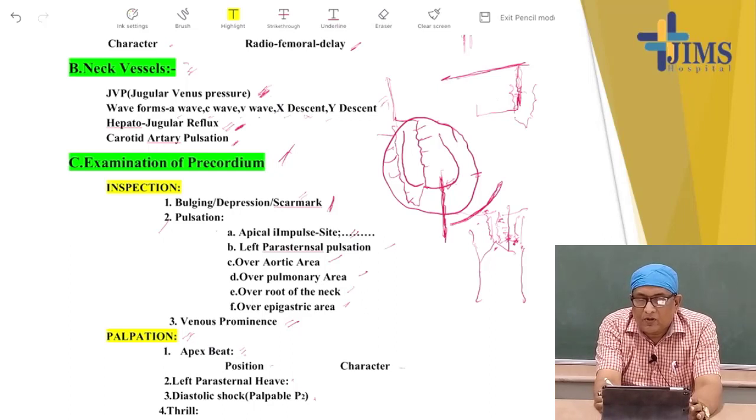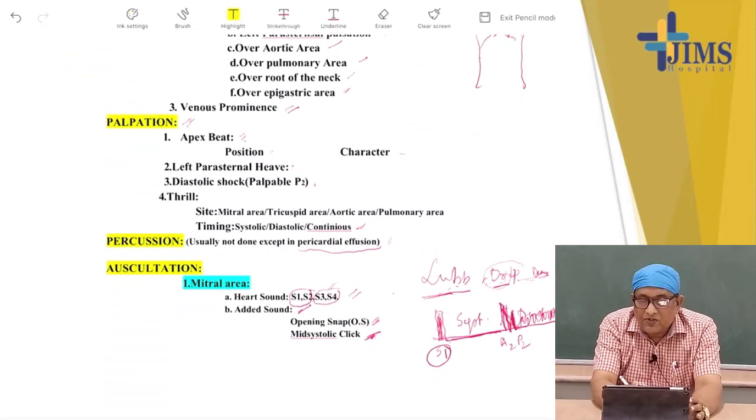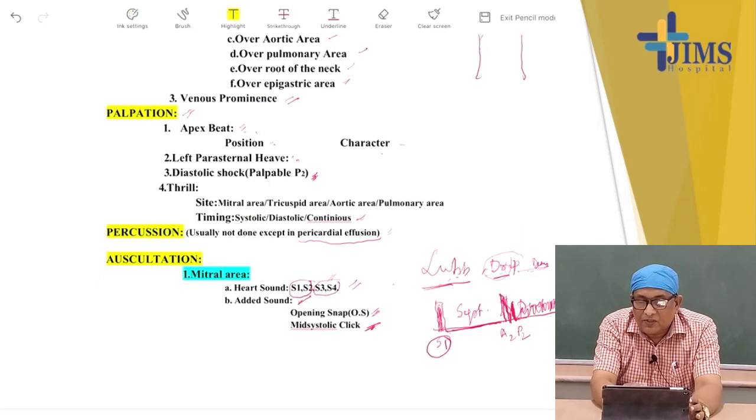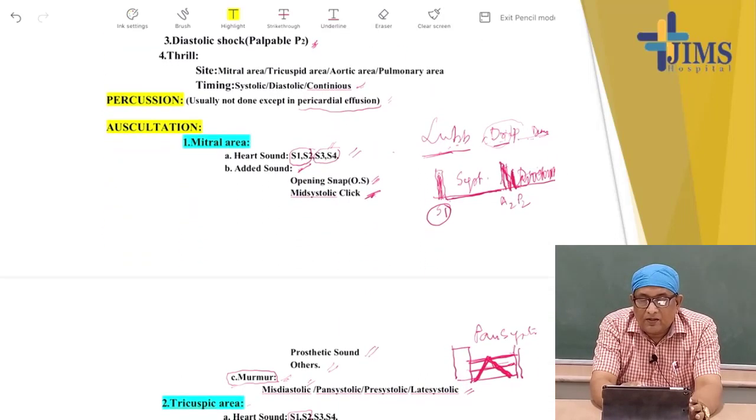So examination of the precordium includes bulging, depression, scar mark, pulsation present, then venous prominence, then palpation, apex beat, its position, character, left parasternal heave, then palpation over the pulmonary area, whether a palpable P2 is present, then thrill in any area of the tricuspid, aortic, mitral, pulmonary area, and whether it is systolic or diastolic or continuous, then auscultation of different areas, the heart sounds, added sounds, and the murmur.